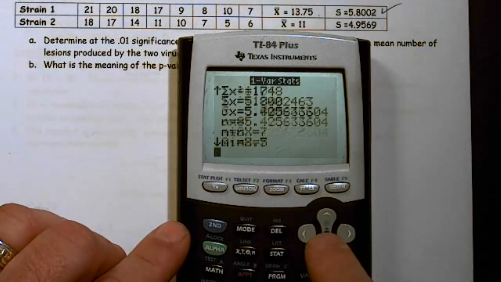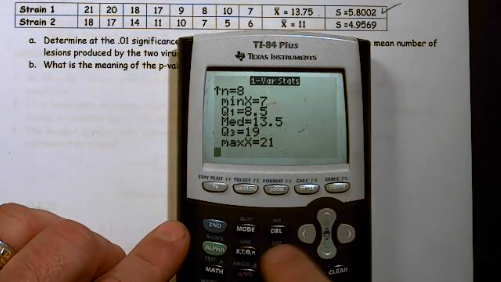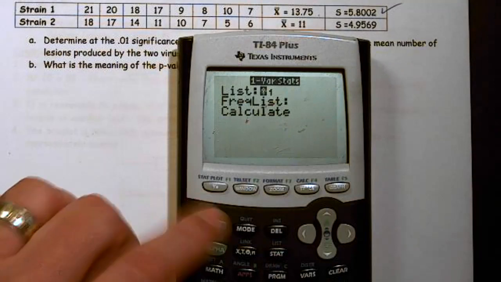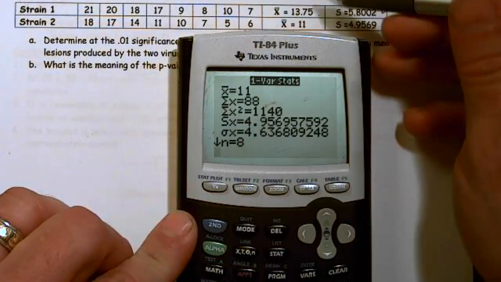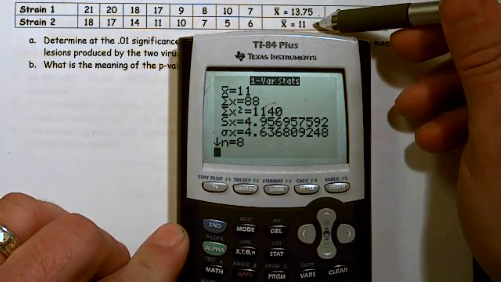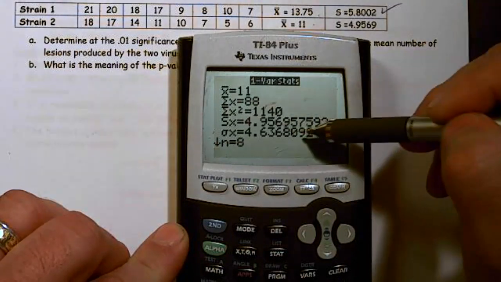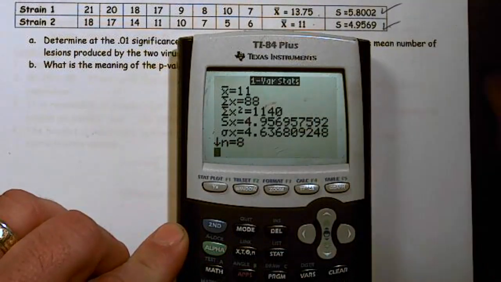And by the way, we can scroll down and get our 5-number summary down below for that, but we don't need that for this test. Stat calc, 1 variable stat, second 2. I got a sample size, sample mean of 11. So that matches. And my sample standard deviation also matches. So I've input my data correctly.